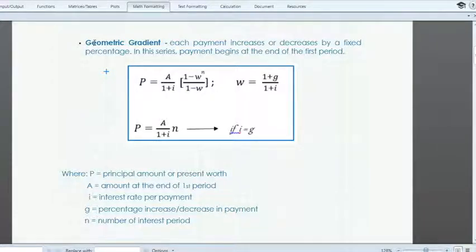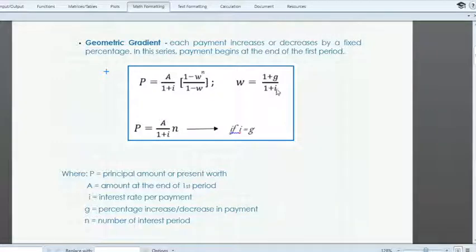Okay? So, ang formula naman kay geometric gradient, we have for the present worth is equal to A over (1 plus i) times (1 minus w raised to n) all over (1 minus w). So, yung w natin normally, hindi siya direct na binibigay yung value sa problems natin. So, kailangan mo siyang isolve. Paano ba masasolve si w? You have (1 plus g) over (1 plus i).